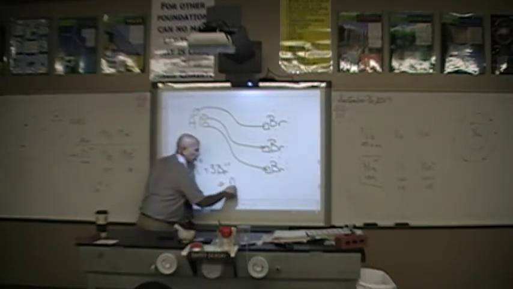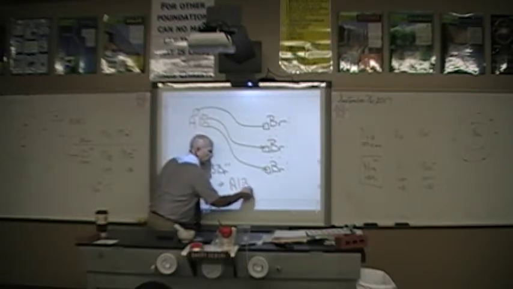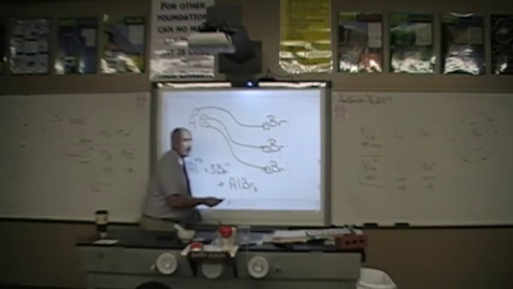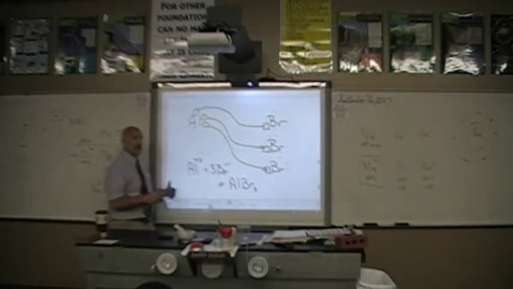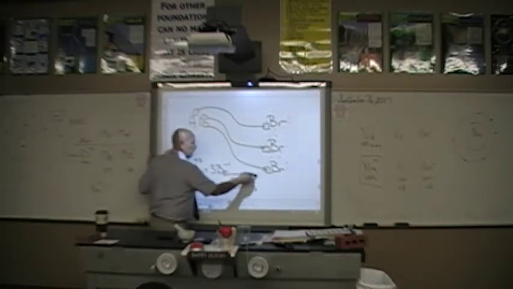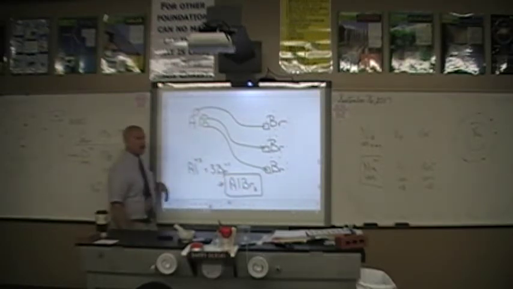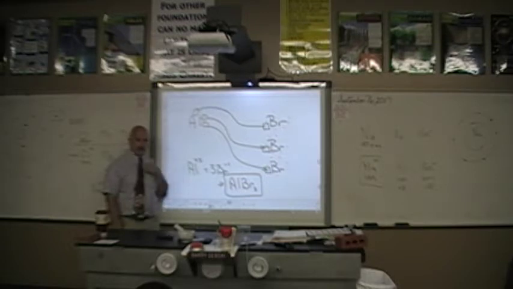AlBr3, and we draw that like this: Al, then a capital B, small r, and a small 3 for the subscript. 3 bromines, 1 aluminum. AlBr3, aluminum bromide is what we call it. Okay, everybody getting the hang of this?